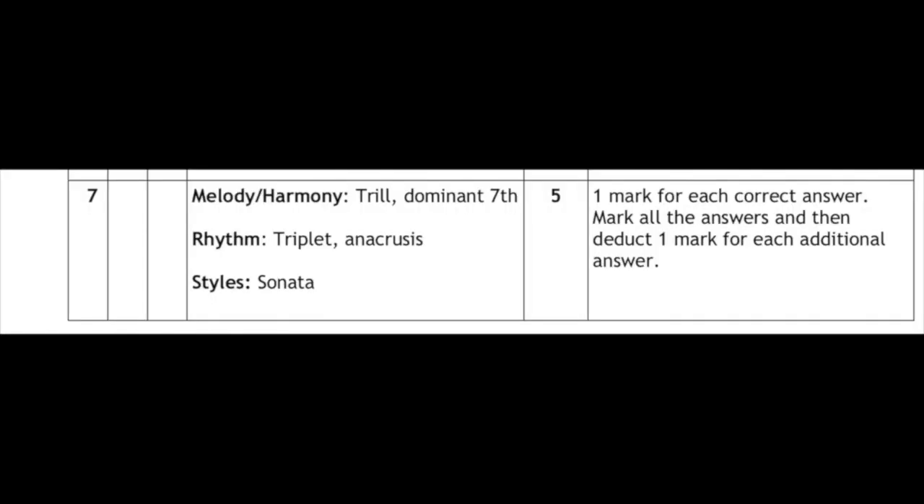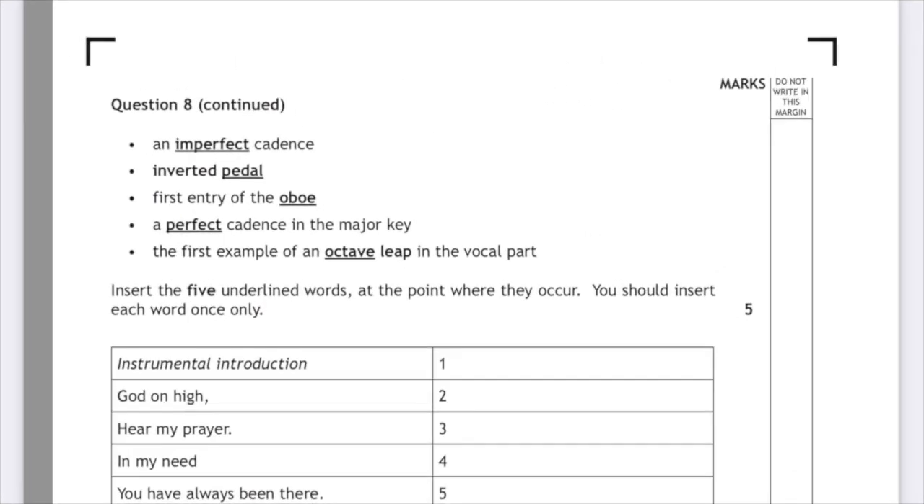Having listened to both excerpts now, you should find that the 5 you have common to both are trill, dominant seventh, triplet, anacrusis, and sonata. You should have other ticks in column A and other ticks in column B, but these are the only 5 that should exist in both. Now moving on to our final question.